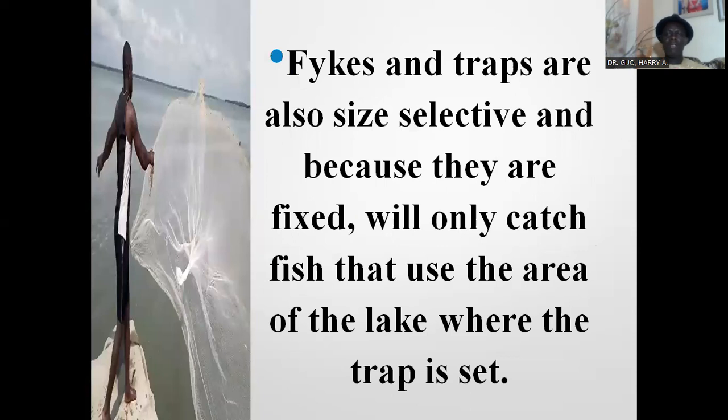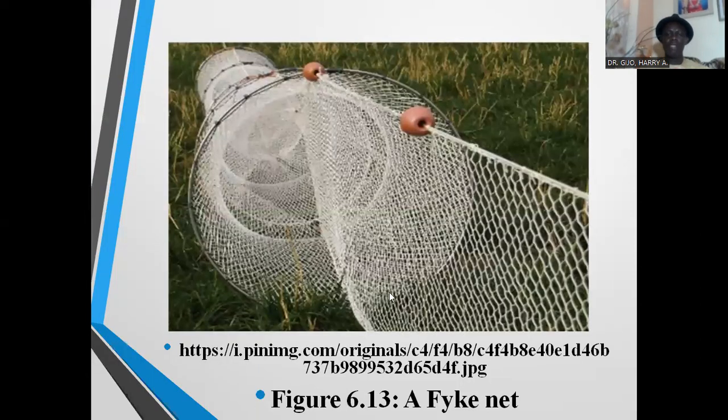Fykes and traps are also size selective, and because they are fixed, will only catch fish that use the area of the lake where the trap is set. Now, this is a picture of the fyke net. It has an opening, and then has this part that's called the wing that has floaters. The fish are directed into this cone-shaped central part, and then they are trapped within and later harvested.